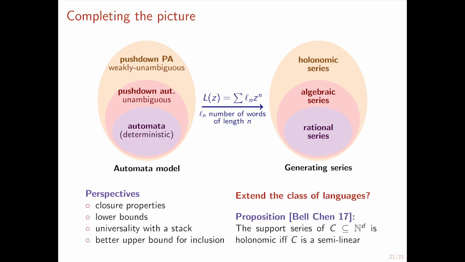Finally, another interesting question would be to try to extend the class of languages we studied by adding non-semilinear constraints, while still keeping a holonomic series, so that we could apply our techniques to a wider class of languages. However, this is not possible since Bell and Chen proved that the support series of a set is holonomic if and only if it is the support series of a semilinear set. So as a consequence, we need some new ideas to obtain some languages that have holonomic series.